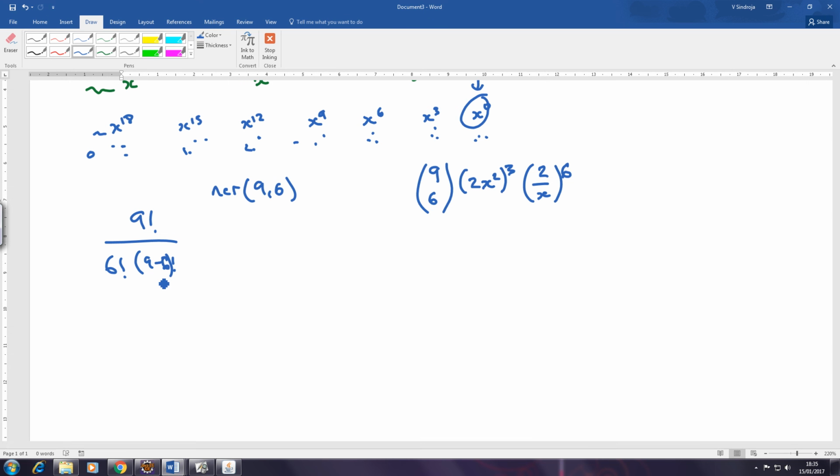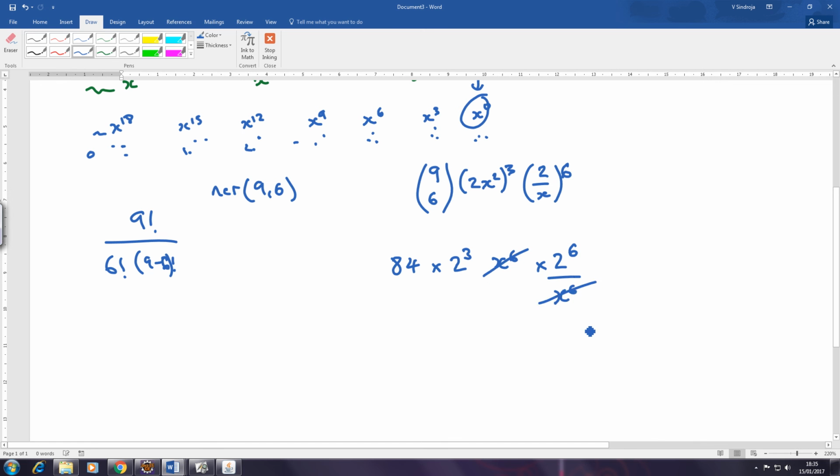What's 9 take away 6? 3. So that's 84, so it's going to be 84 times, okay, well it's 2 cubed, x to the power of 6, which I'm not going to worry about because I know it's going to cancel out, times 2 to the power of 6 over x to the power of 6. Well, okay, those are going to cancel out because we know it's the constant term, and lo and behold, they do cancel out because 6 take away 6 is 0, and they're gone.